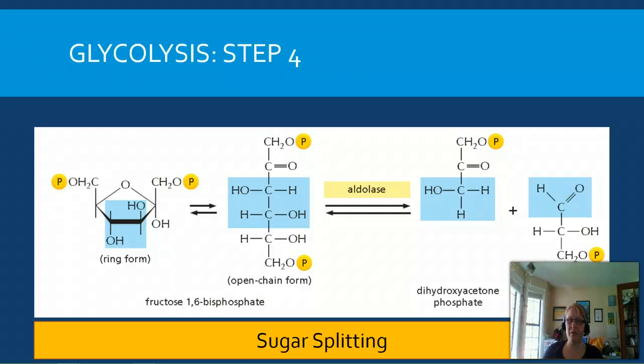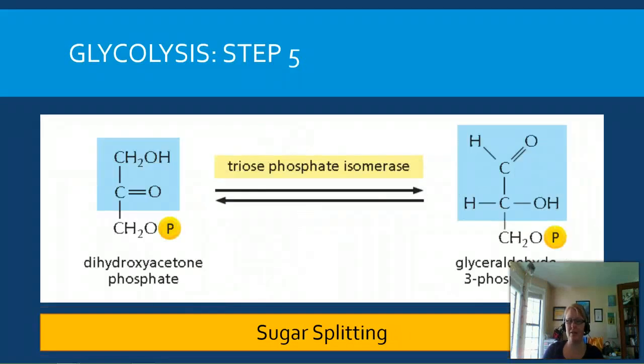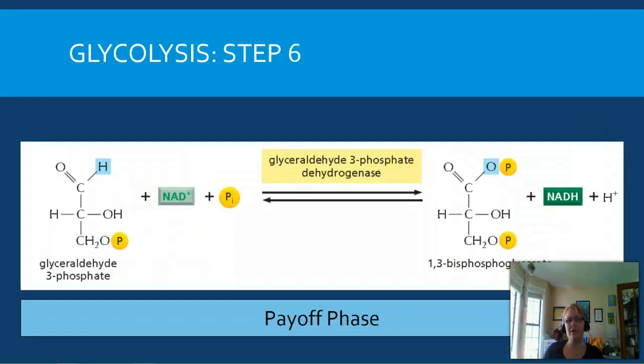Now the G3P can go ahead and proceed on to step 6, but the other molecule has to be rearranged, and that's what we see here in step 5. In step 5, triose phosphate isomerase will rearrange the molecule to transform this into G3P. Remember, G3P has to be the format of the sugar in order to continue through this process of glycolysis. Anything else will have to be transformed into it first. So then we reach step 6, and this is where we enter the payoff phase.